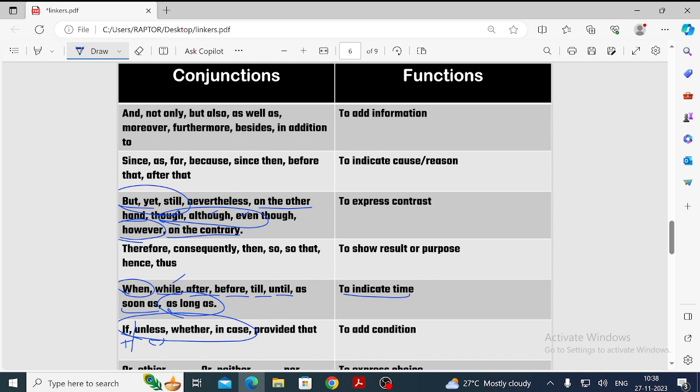Though, although, even though, subordinate conjunction. Same like since, as, because. What is it, coordinate or subordinate? Subordinate. As, since, because are subordinate conjunctions. And 'so' is a coordinate conjunction. And the next most important thing, when, while: subordinate or coordinate conjunction? Subordinate. And the next most important thing, if and unless, subordinate again. So for a subordinate conjunction, you should remember it.